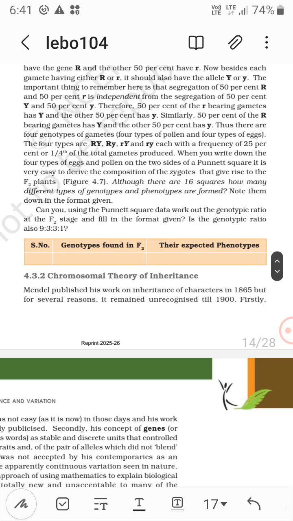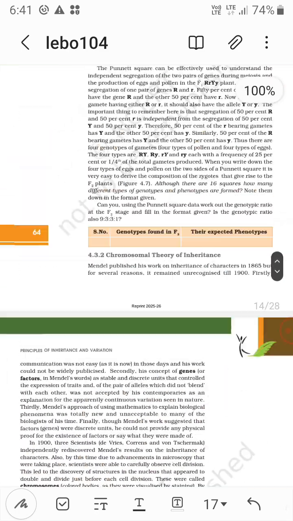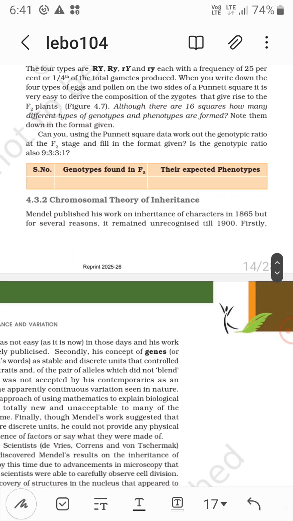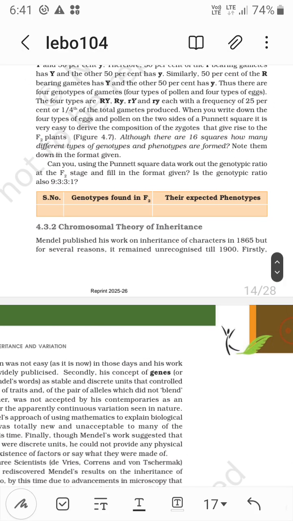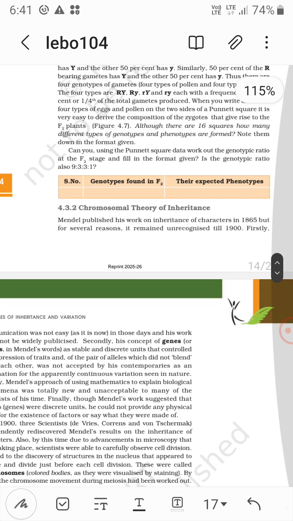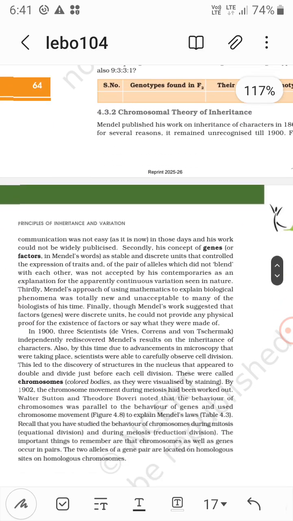So, the chromosomal theory of inheritance. Now we are going to study the chromosomal theory of inheritance. Mendel published his work on inheritance of characters in 1865, but for several years it remained unrecognized, until 1900. Firstly, communication was not easy.